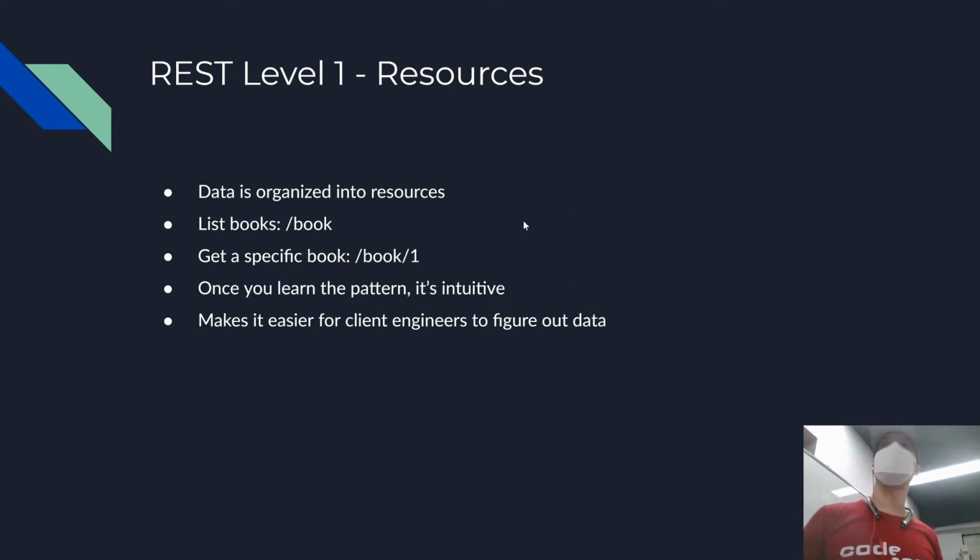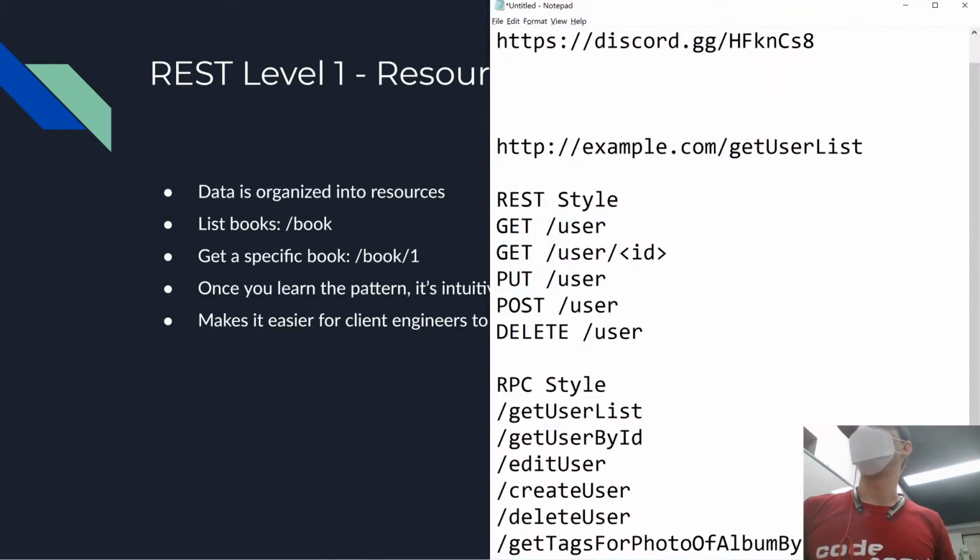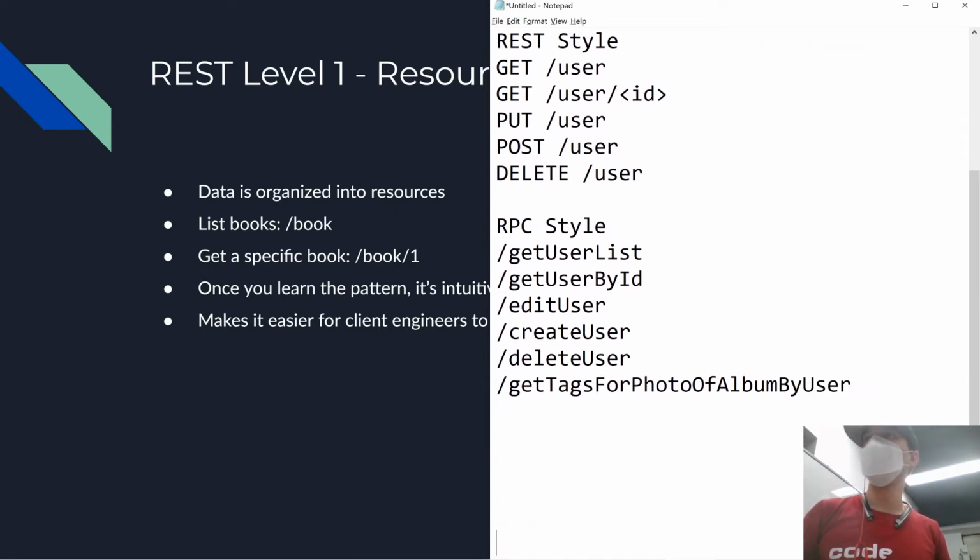A common example is a library, where you have an API for books, right? So you might say, okay, I'm going to organize all of my data in my API by going, if I want to get some data about books, I just go to /books, all right? And that's where I can find all of my data about the book resource, right?